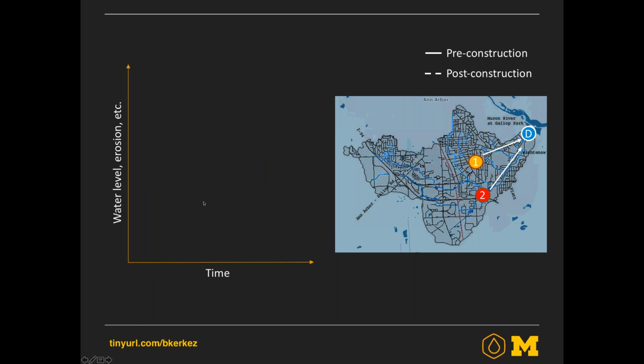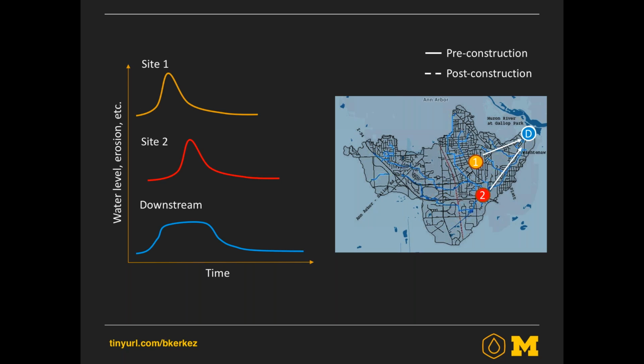And what I'll plot for you over here is a conceptual hydrograph. So when it rains in neighborhood number 1, you might get a flashy hydrograph like that, maybe some flooding. Neighborhood number 2, another flashy hydrograph, maybe some flooding. And then downstream they add up, right? They're not in phase, so you're going to get some sort of cumulative response.